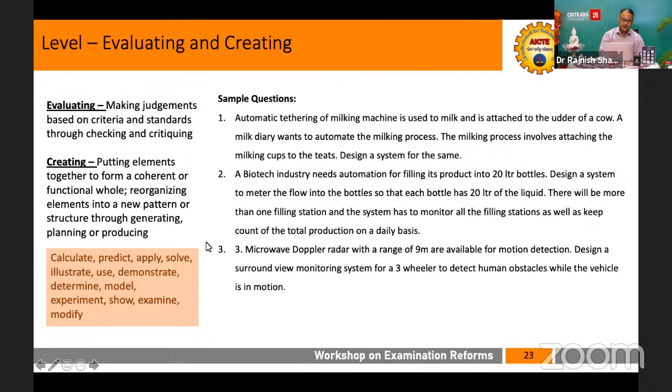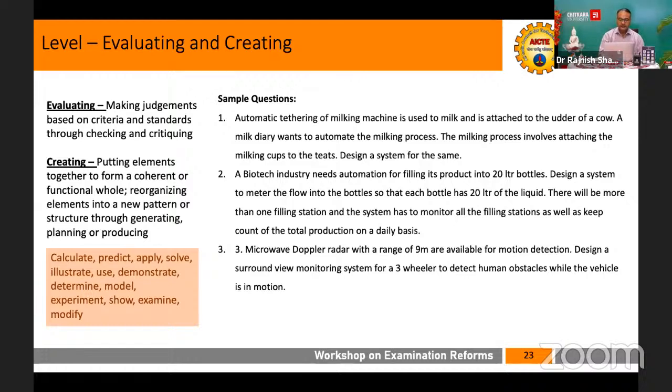And typical, as you can imagine, the kind of words which can go for this evaluating, creating level: calculate, predict, apply this knowledge, solve, illustrate, use a particular set of knowledge, demonstrate, determine, model, create a model for a particular thing, design an experiment, show that whatever solution you have suggested is a best fit solution or not, will be getting fitted into evaluating and creating kind of model.